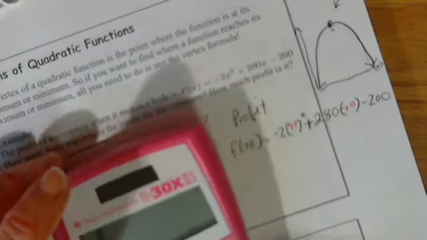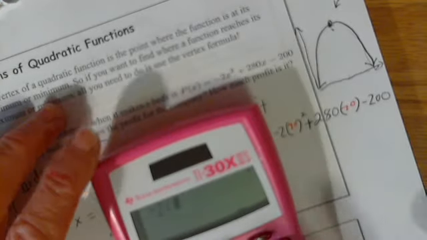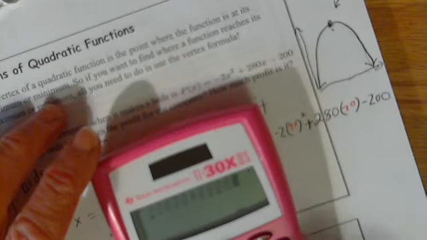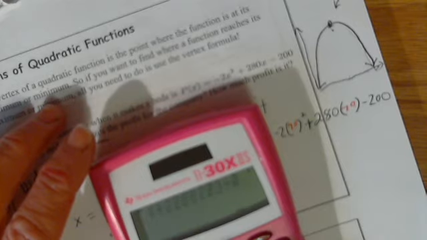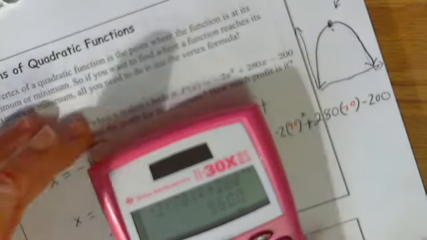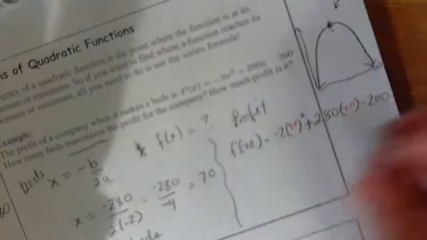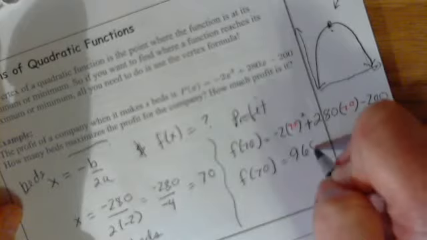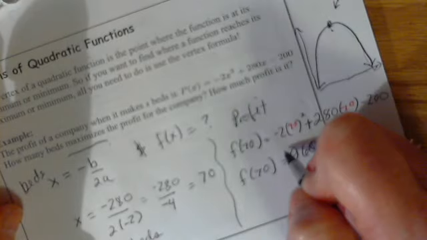Alright, so we're putting in negative 2 parentheses 70 square it plus 280 parentheses 70, close those parentheses and subtract 200. And I end up getting 9,600. 9,600 is what? Well, it's a dollar amount.